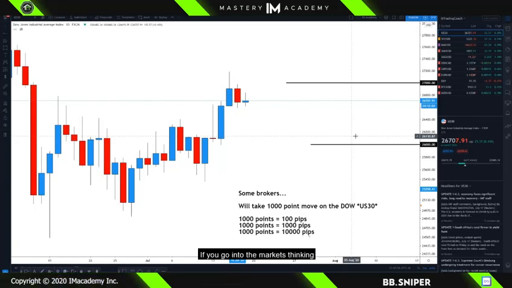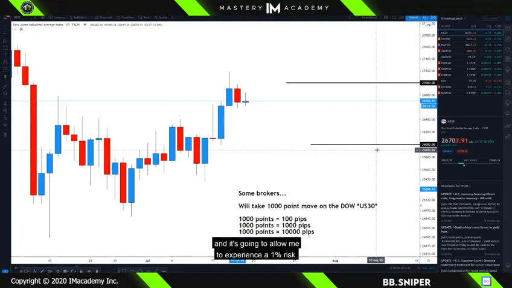If you go into the markets thinking 1 point movement is only 1 pip, I can use a specific stop loss size and it's going to allow me to experience a 1% risk. If you think that you take the trade and you didn't know that a 1 point movement is actually the equivalent of 10 pips, well, now you're risking 10 times more than you originally intended.